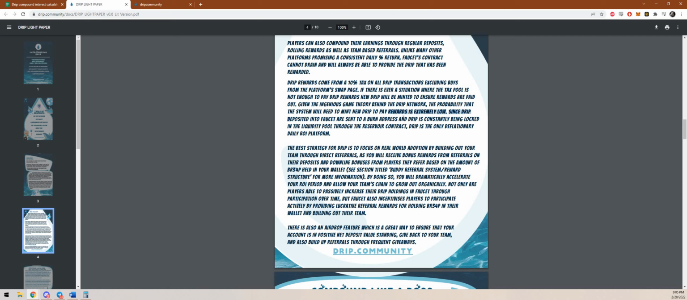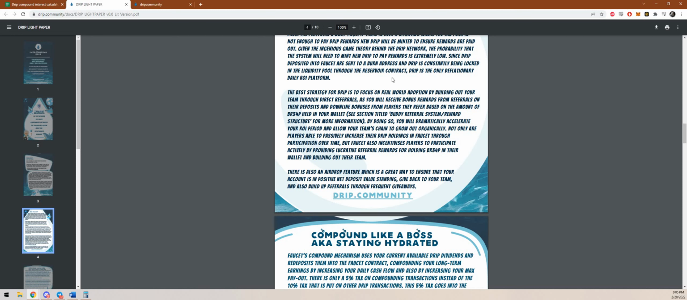And here it is, the deposits are sent to a burnt address. So drip is constantly being burnt, and drip is also constantly being locked away in the liquidity pool through the reservoir contract that I will speak about another time. So through the burns and the locking, there is increasing scarcity, so the price of drip will increase. You can see it go down at the moment, but that is just a short-term market situation with BNB and other market conditions forcing it to move.